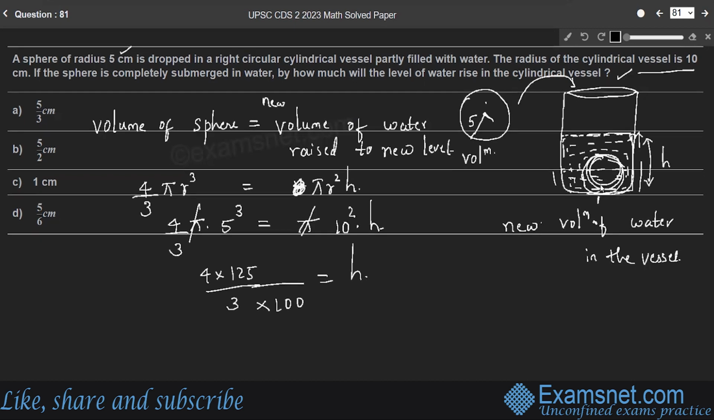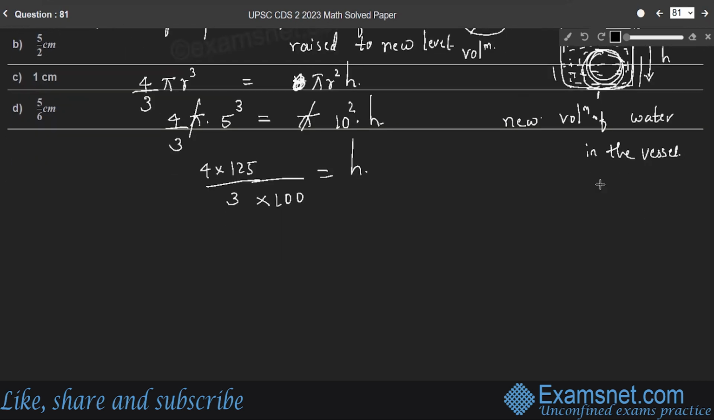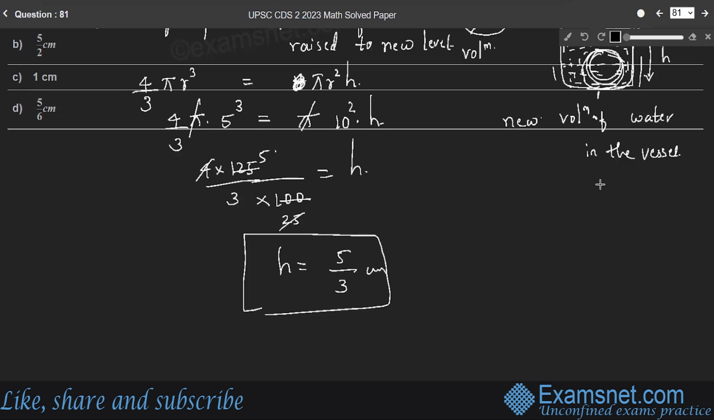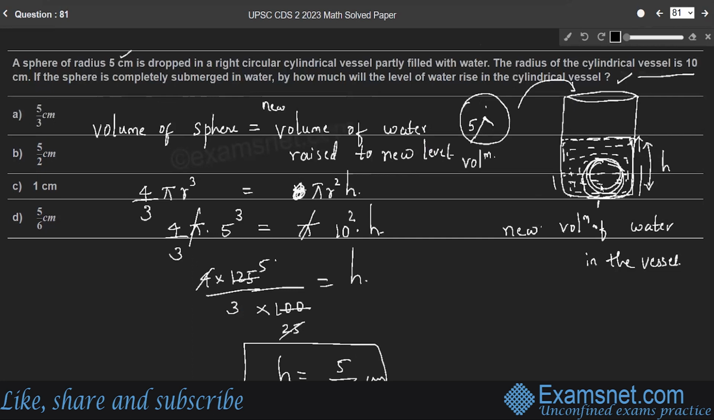Therefore, simplify it. So 4 into 25 is 100, 25 into 5 is 125. Therefore, the height to which the water level is raised is 5 by 3 centimeter. The unit is centimeter. So when the sphere is submerged in the water, the level is raised to a height of 5 by 3 centimeter. Option A is the right answer.